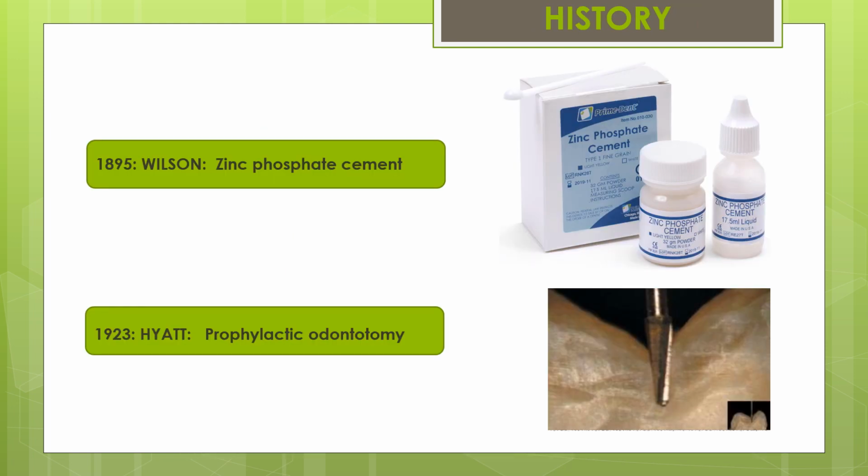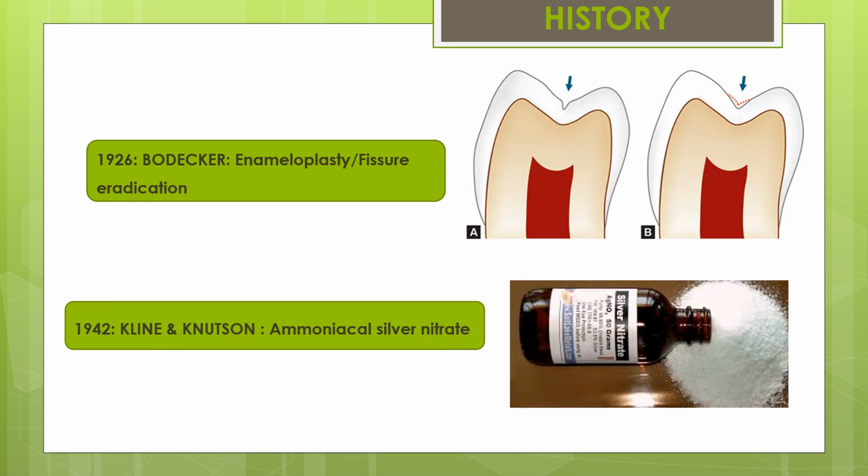Talking about the history of the pit and fissure sealants, initially in 1895 by Wilson, he used zinc phosphate cement as a pit and fissure sealant agent, and then in 1923, Hyatt introduced a technique called prophylactic odontotomy. What they have done in this procedure is that they fill the fissures with silver or copper oxyphosphate cement as soon as the tooth is erupting into the oral cavity.